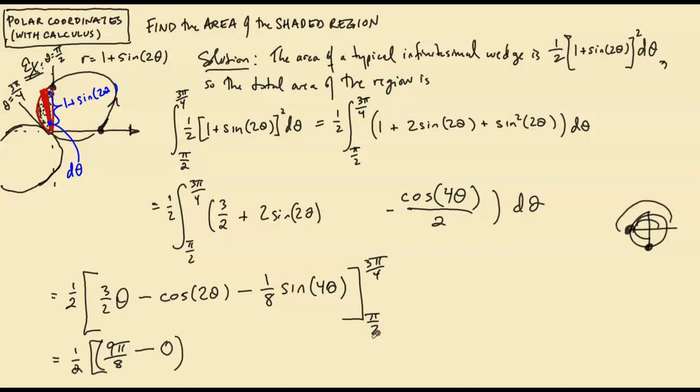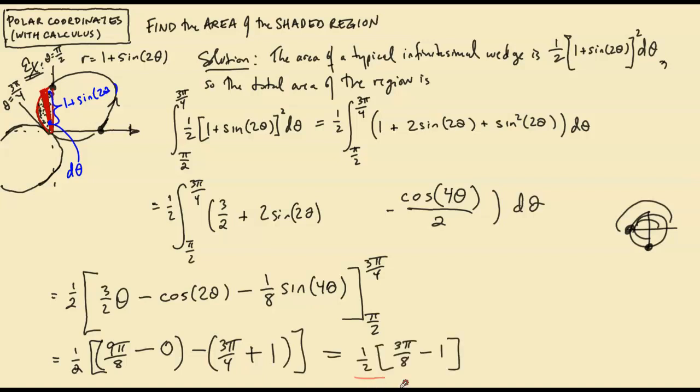And now I have to plug pi over 2 into all of these. Subtracting those off, the first term gives me 3 pi over 4. Then I will subtract cosine of pi. Cosine of pi is minus 1, so I'm subtracting minus 1, which means I'm adding 1. And in this last one, I get sine of 2 pi, which is 0, so I don't get anything. And now I just have to do some arithmetic.